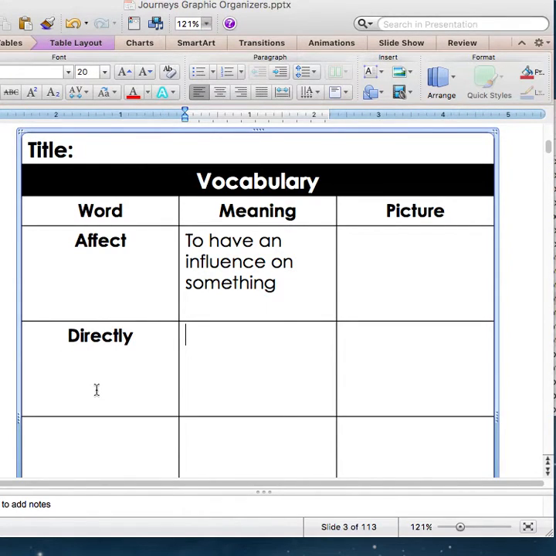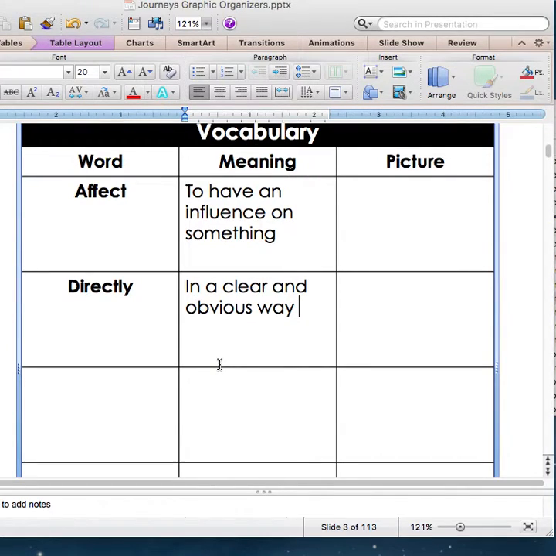Directly means in a clear and obvious way. So this is like if someone tells you something directly. So they tell you something in a clear and obvious way. So make sure you put these in your graphic organizer.